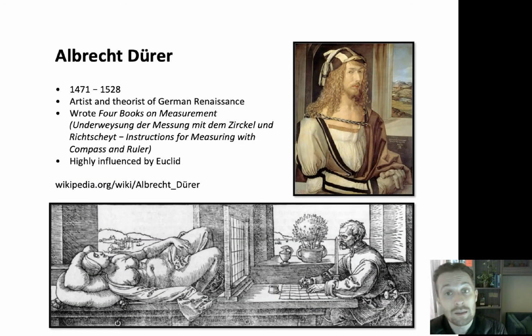The third person I want to introduce is Albrecht Dürer. Dürer was a German artist and theorist of the German Renaissance. He wrote four books on measurement, instructions for measuring with compass and ruler, highly influenced by Euclidean geometry.